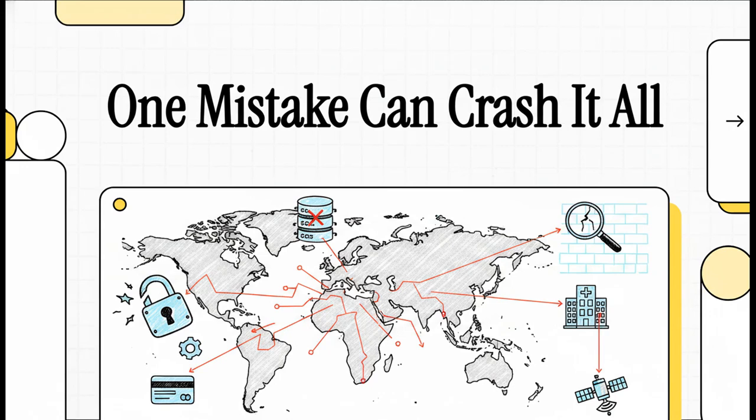Welcome to This Explainer. Today, we're diving into something that literally impacts every single one of us, but honestly, it's usually totally misunderstood. We're going to look at how one single tiny oversight can bring massive global systems right to their knees. Let's get right into it.